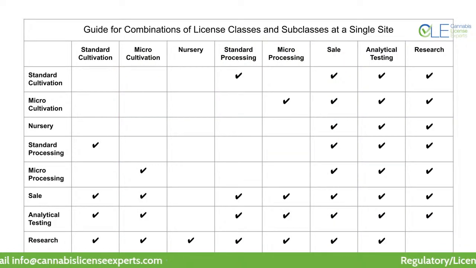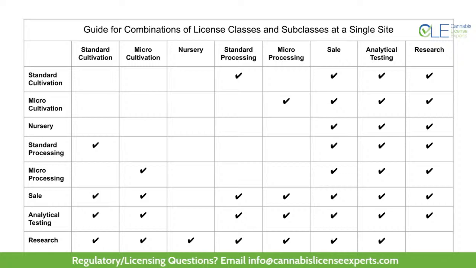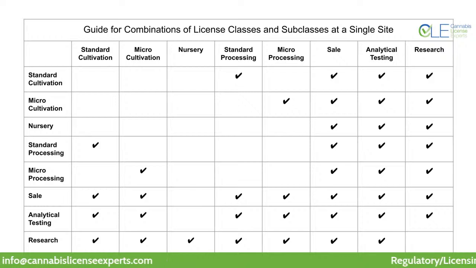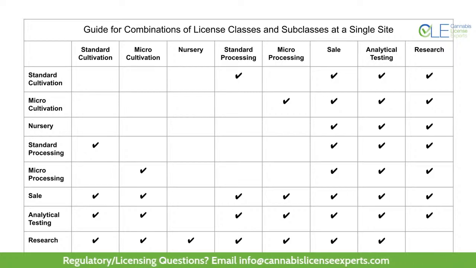So a guide for the combination of licenses and subclasses at a single site. Most people want to look at more than one activity throughout the day or throughout their operations. So this is just a little chart to let you know what you can do within the same building or within the same site perimeter, and what you can't combine, so that if you wanted to do that, you'd have to have a separate site.